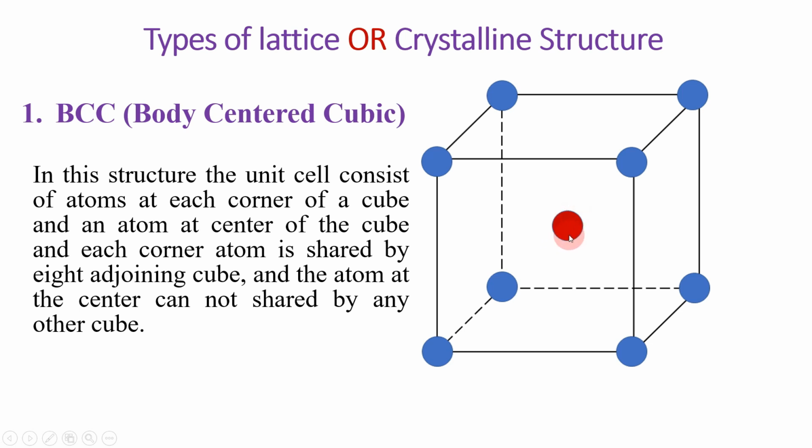So guys, always remember BCC is a type of lattice or crystal structure which consists of atoms at each corner of a cube and one atom at the center of the cube. The center atom which the cube contains is not shared by any other cube, but the corner atoms are shared by the adjoining cubes. So this is about body centered cubic. Now let's see what the next type of lattice is.